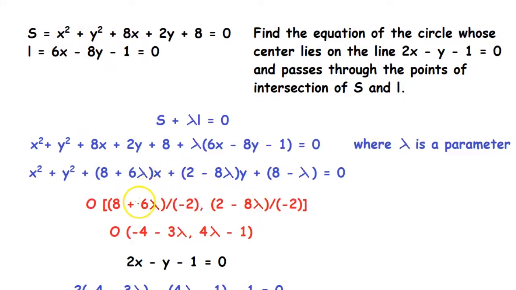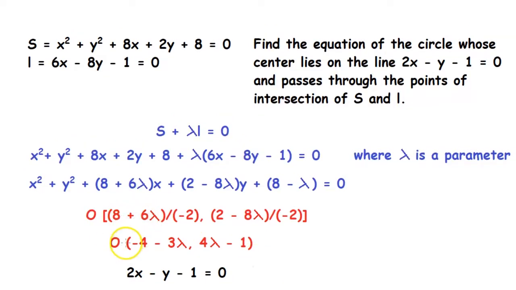Now we need to find the equation of the circle whose center lies on the line 2x minus y minus 1 equals 0. From this equation, we can find the coordinates of the center of the circle. For that, we have to divide 8 plus 6 lambda by minus 2 and 2 minus 8 lambda by minus 2. So we get the common center of all the family of circles as minus 4 minus 3 lambda and 4 lambda minus 1.